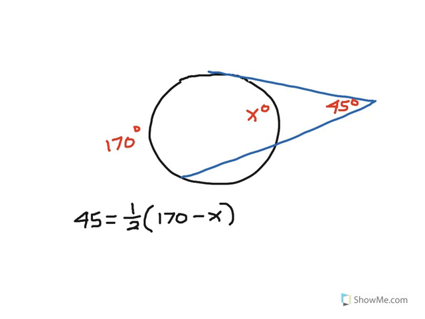Now to solve for x, I want to isolate it. So first I need to isolate the 170 minus x. So I'll multiply both sides by 2 to clear the fraction. So 90 degrees equals 170 minus x. So x will be equal to 80 degrees.